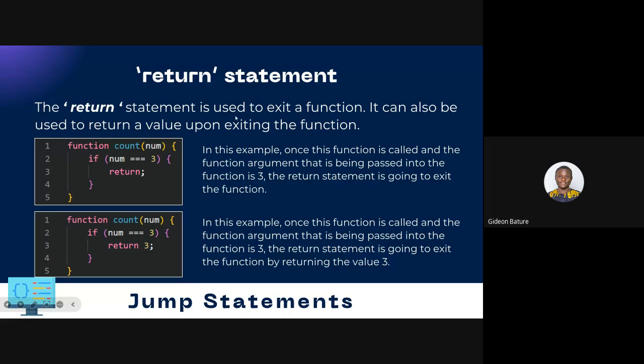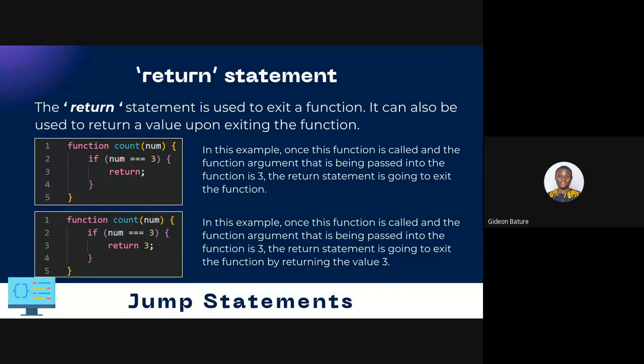Now, the return statement is used to exit a function. You can see it here. It can also be used to return a value upon exiting a function. So in a situation where I want it to just exit the function, I will use just the word return. But where I want it to not just exit, but return a value for me while it's exiting, I will use the word return plus the value I want it to return as an output. So that is the two different use cases of return. Either you use return on its own to just end the function, or you end the function by returning a value. Either of the two.